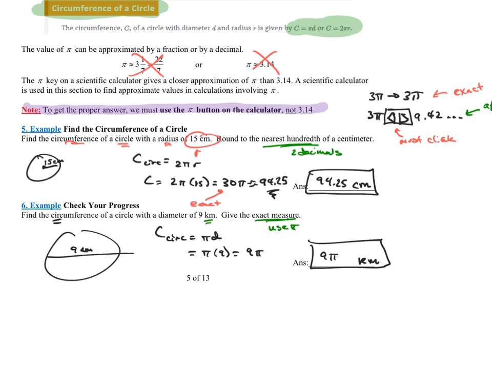Sounds ridiculous. In the real world, you would virtually never give the exact answer, okay? You would almost always give the approximation. If I said how far is 9 pi kilometers, most of you would have no concept of how far that is. So very important that you label your units here, okay? Notice the difference between exact and estimated. Anytime it says exact, it wants pi. Anytime it says estimated, it wants the decimal approximation.